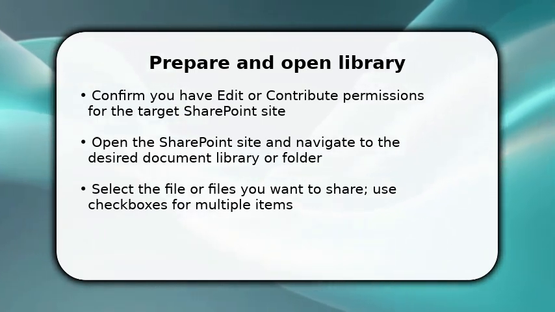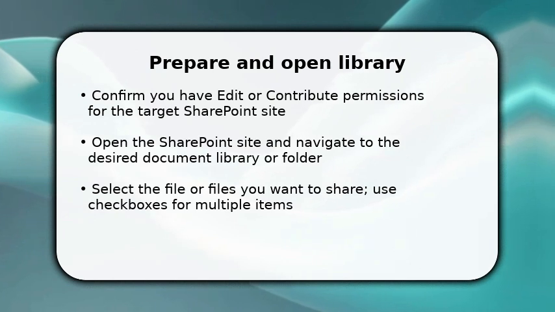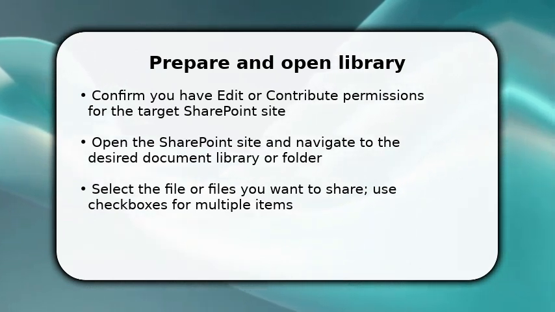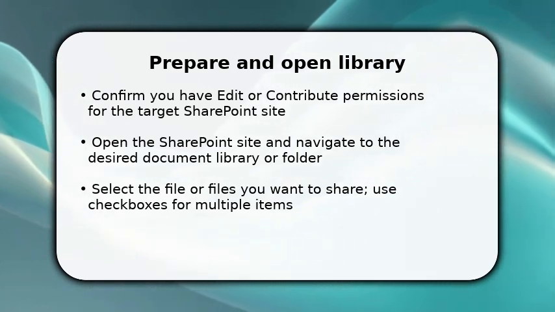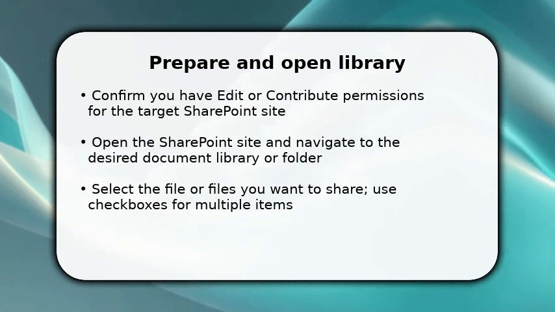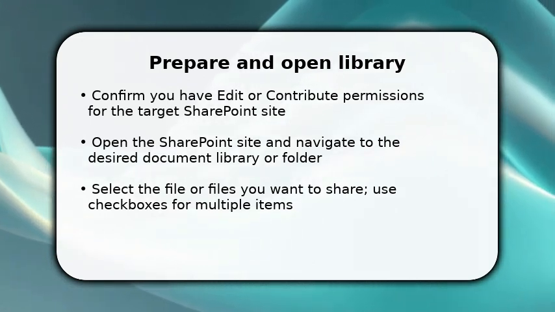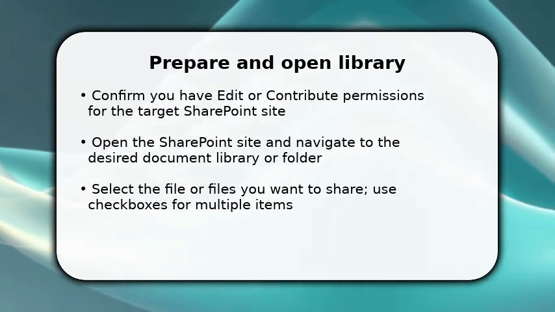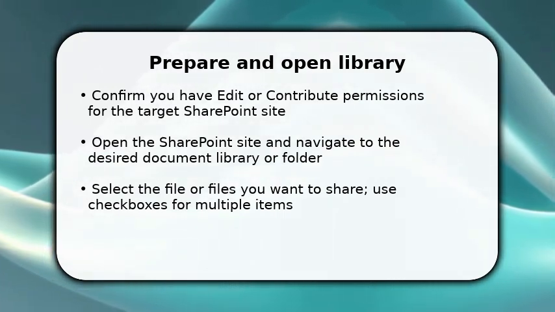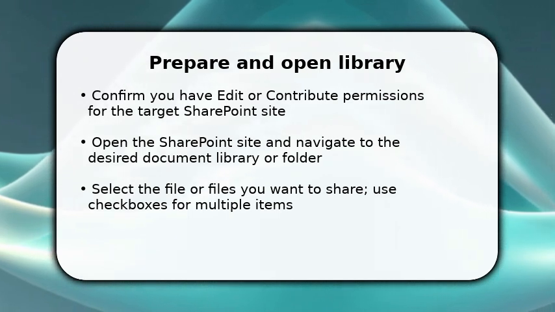Once done, open the SharePoint site and go directly to the document library that holds the file. Make sure you narrow to the right folder, then select the file or files using checkboxes. This ensures you act on the correct items. You do this now because choosing the right scope prevents accidental exposure. Finally, watch for the toolbar to update with sharing options before moving on.